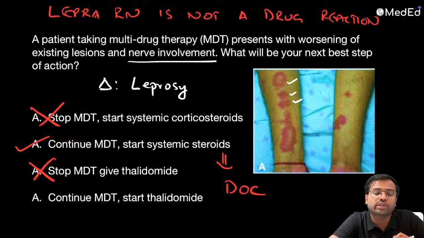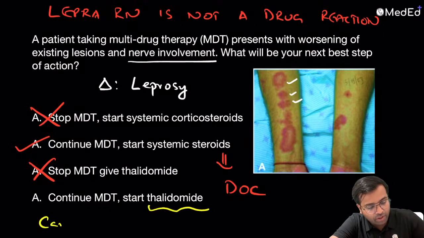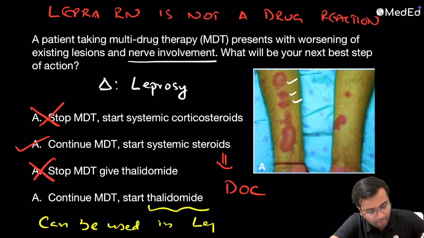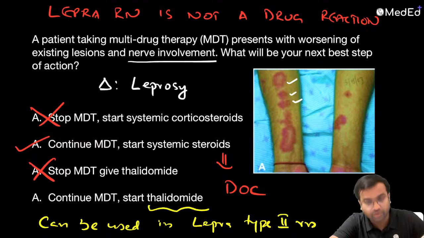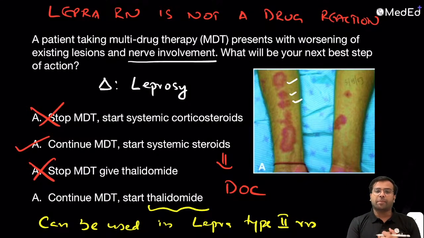Remember, we can use this medication which is called thalidomide. It can be used in lepra type 2 reaction. So this can be used in lepra type 2 reaction, that is thalidomide.